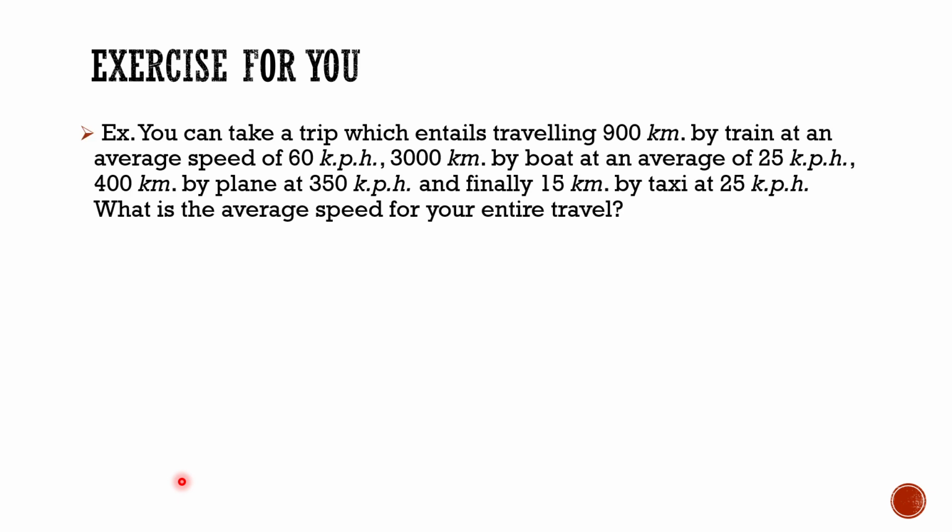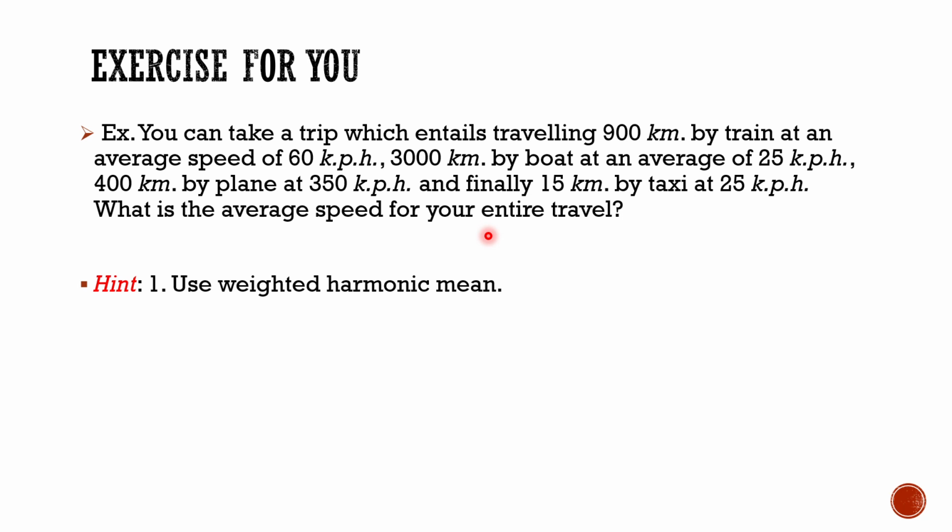One simple exercise for you: you will calculate the harmonic mean for me, and you will give the answer in the comment box. The example is, you take a trip which entails traveling first 900 kilometers by train at an average speed of 60 kilometers per hour, then 3000 kilometers by boat at an average of 25 kilometers per hour, next 400 kilometers by plane at 350 kilometers per hour, and finally 15 kilometers by taxi at 25 kilometers per hour. Now what is the average speed for your entire travel?